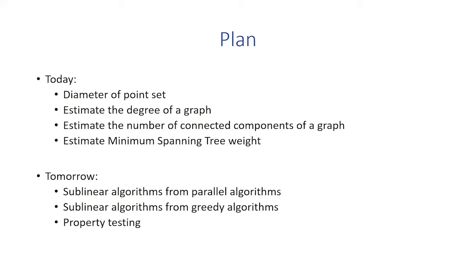And then I'm going to talk about how to take greedy algorithms, and sometimes you can turn those into sublinear time algorithms. And then finally, I'm going to close with an example from property testing, which is a different type of approximation: to test if your graph has a certain property. It's not to estimate some parameter and get a good multiplicative approximation of that parameter, but it's a different sort of approximation. So that's the plan for today and tomorrow. And we'll see what happens, because I have no idea how long this is going to take.